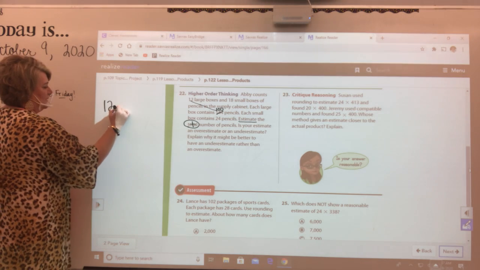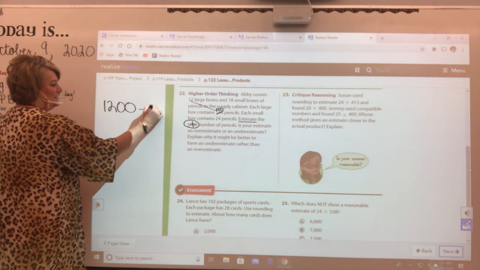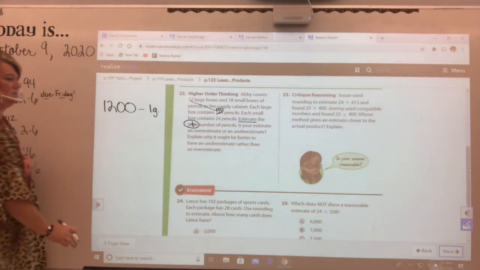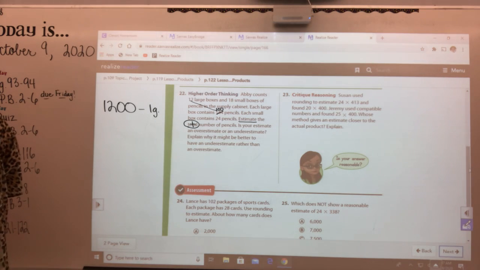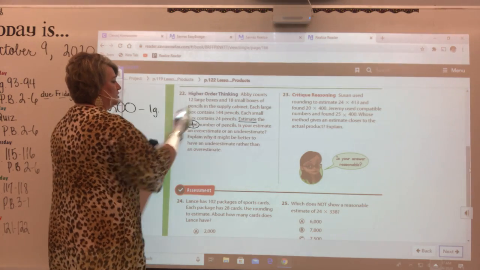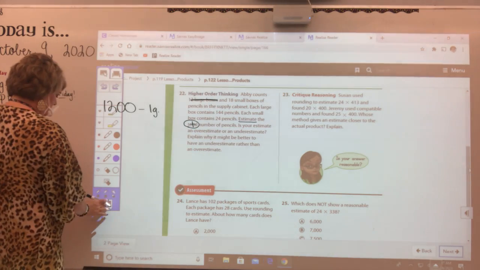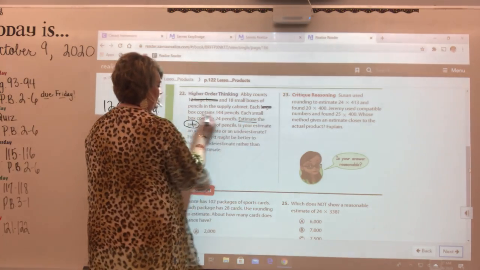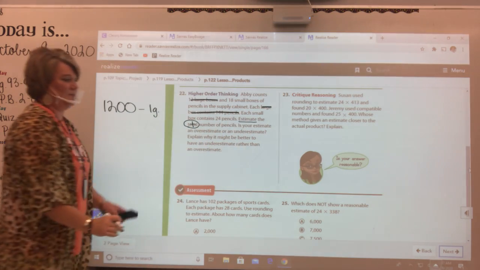So come over to the side and put that. And this is our large box of pencils. Holy cow, we have 1,200 pencils in the large boxes. Okay, now mark off large here. And mark off large here. Okay, we're done with that information.